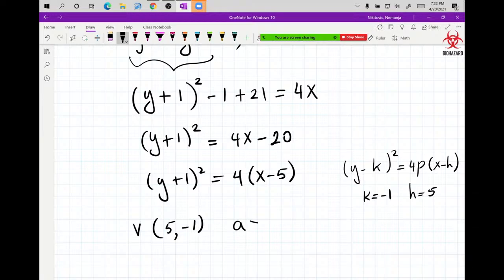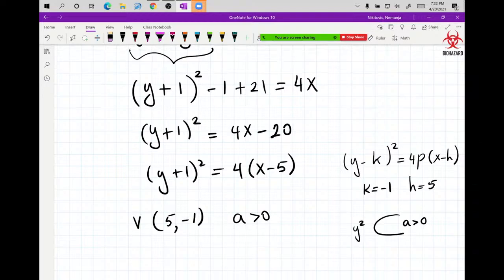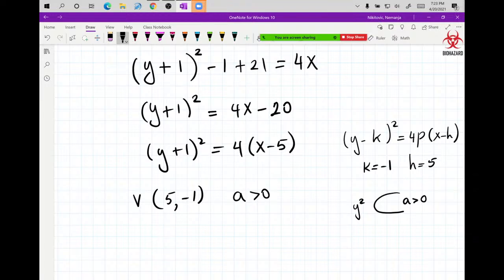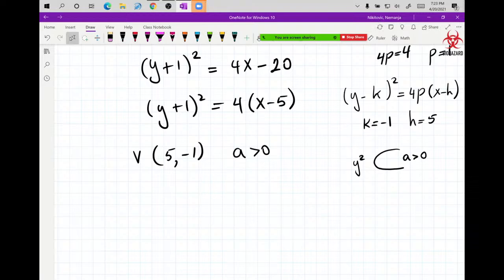We have that a is positive, and since this is a y squared case, it's sideways, but a positive opens to the right and a negative opens to the left. We have the top one, so I'm just going to erase the bottom one. So a is positive, and 4p equals 4, so p is 1. So 4p equals 4, 4p in front of x minus h, and p is equal to 1 from there. So we have enough information to draw this graph.